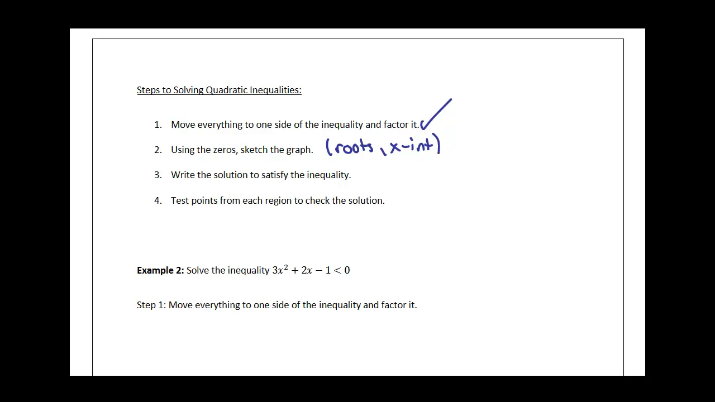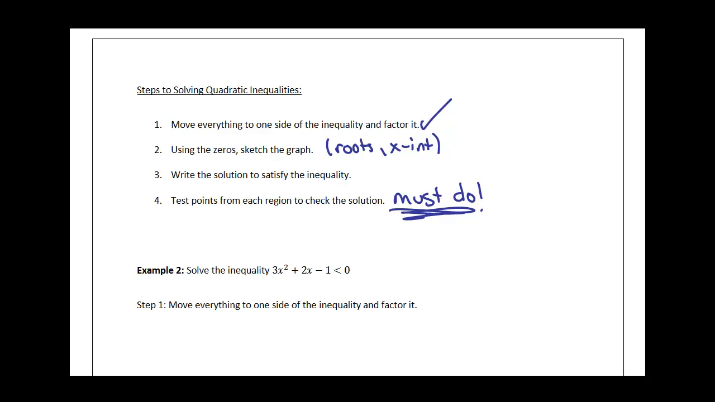Number 3, write the solution to satisfy the inequality. So that's where it's going to be either less than 0 or greater than 0. So we're looking at whether it's above or below the x-axis. And lastly, test points from each region to check the solution. Now this is a must-do. I've always been very picky about checking our solution, so we need to continue that in this unit.